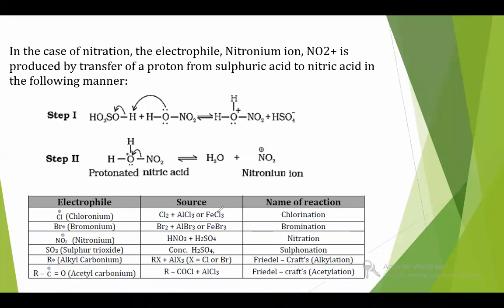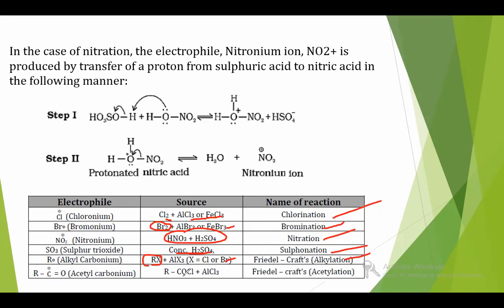When we use chlorine with anhydrous aluminum chloride or iron chloride, Cl plus will form. That is chlorination. When bromine, Br2, is used with aluminum bromide or iron bromide, that is bromination. If a mixture of HNO3 and H2SO4 is used, NO2 plus will form, that is nitration. From concentrated H2SO4, sulfur trioxide, SO3, is obtained, giving sulfonic acid, that is sulfonation. Next, an alkyl halide treated with an aluminum halide, AlCl3 or AlBr3, is Friedel-Crafts alkylation.